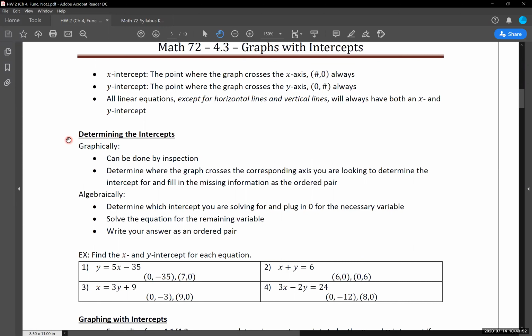If we are asked to determine the intercepts graphically, more often than not, we can do this just by inspection. We'll be given a graph, and we can just say, okay, where does it cross the x-axis? Right here, there's the point. Where does it cross the y-axis? Right here, there's the point. And that's all that we would need to do. We need to look at that and then just fill in the missing information in that ordered pair.